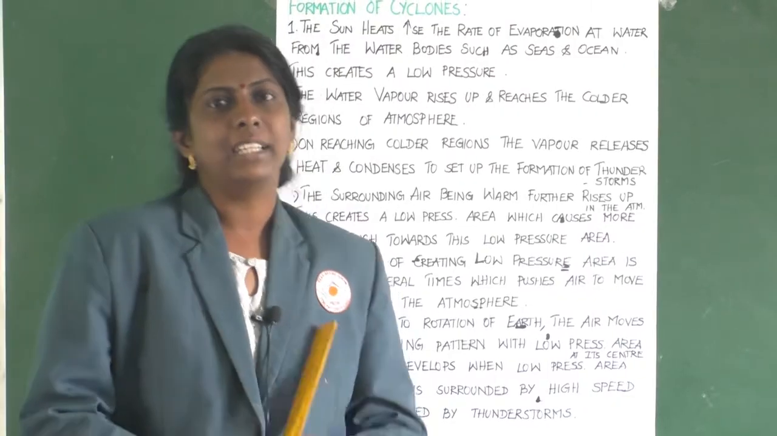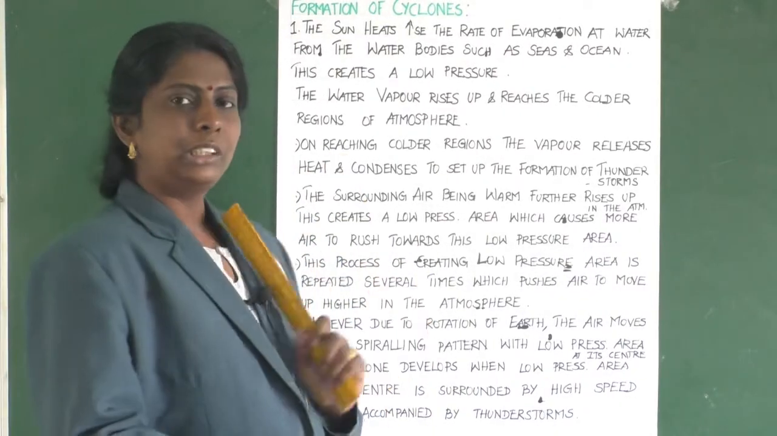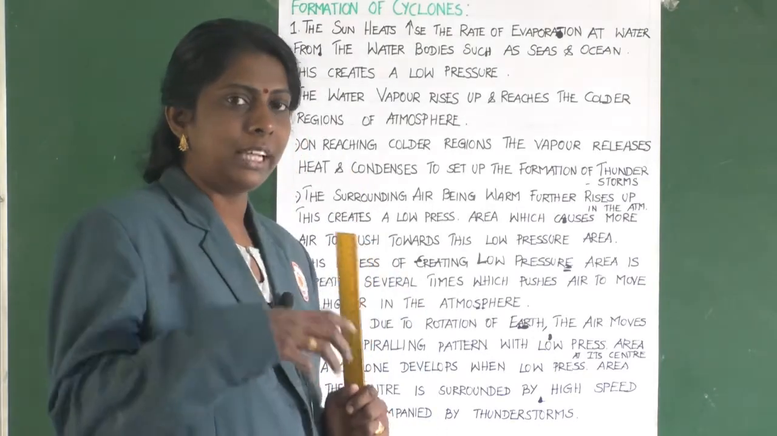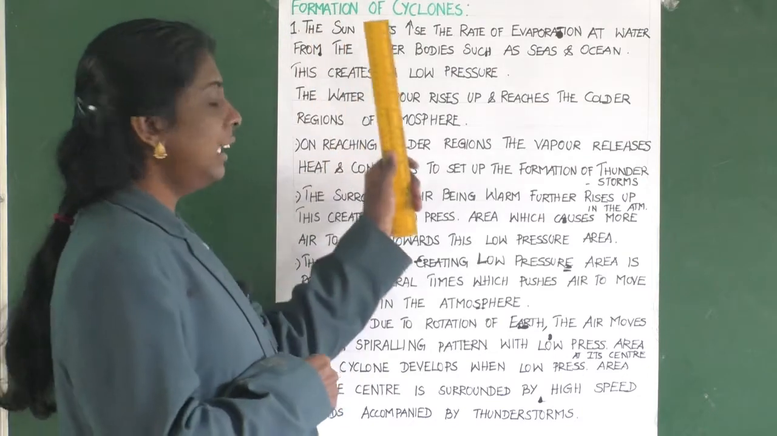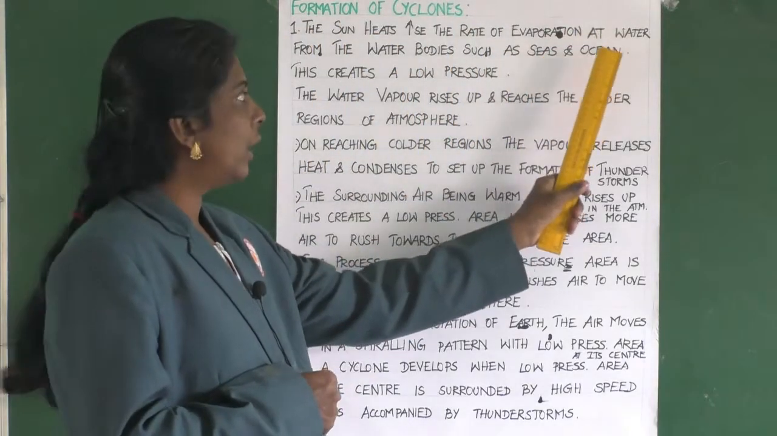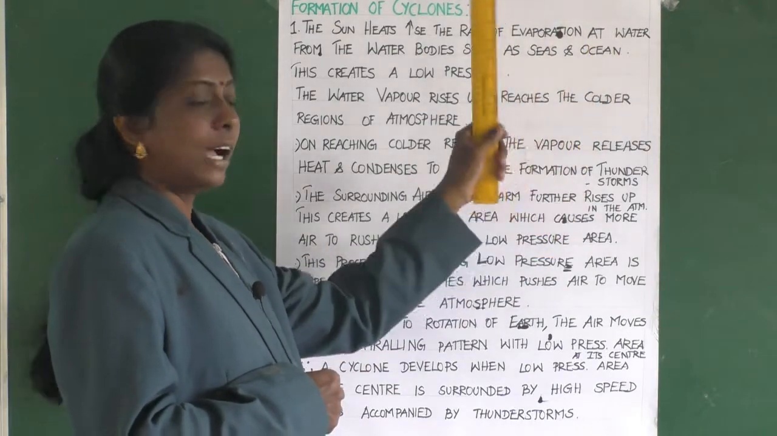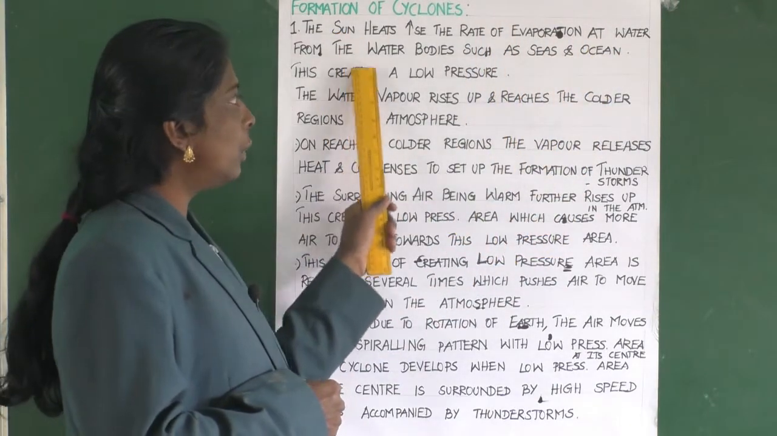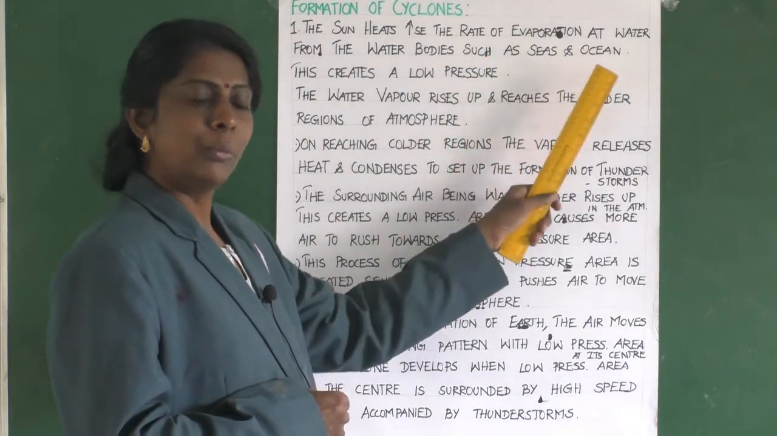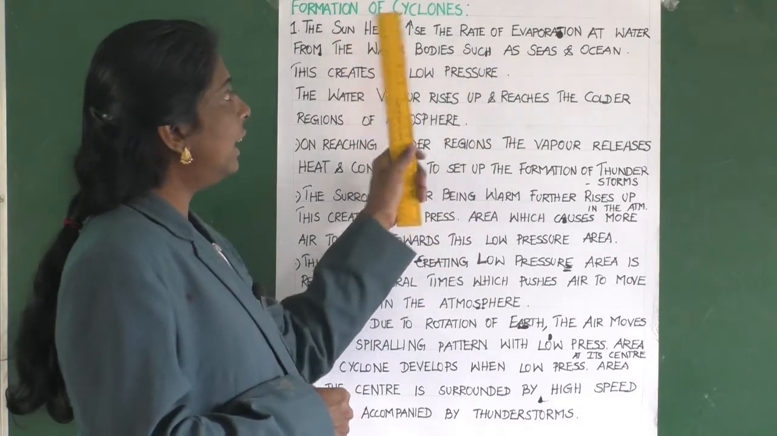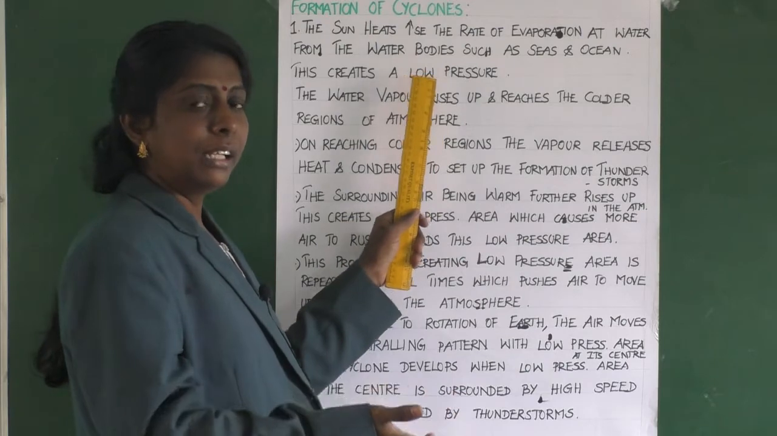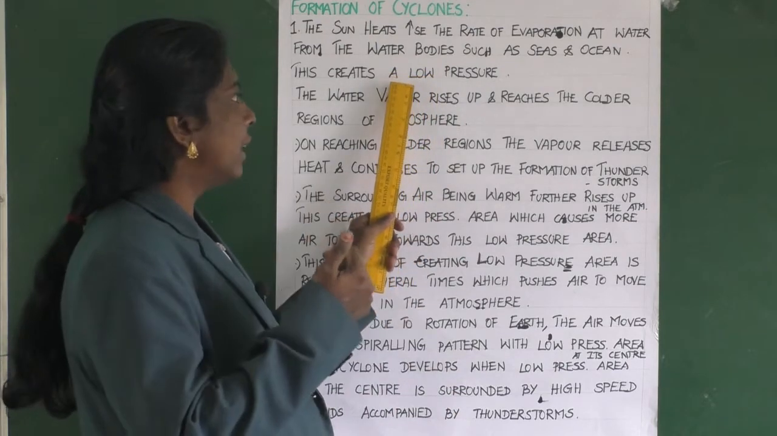Yes. Now children, let us learn about the formation of cyclones. So how are cyclones formed? The sun's heat increases the rate of evaporation of water from water bodies such as seas and oceans. In all these places, water will be there. So the sun increases the rate of evaporation and heat energy will be released, isn't it?